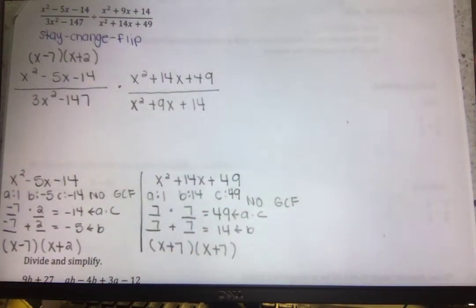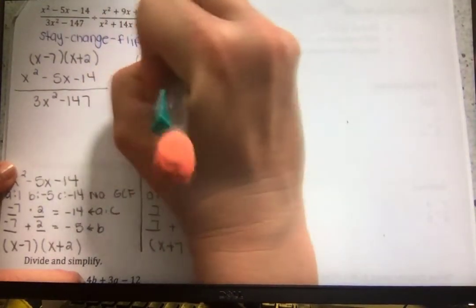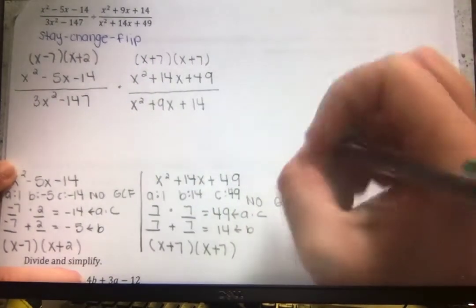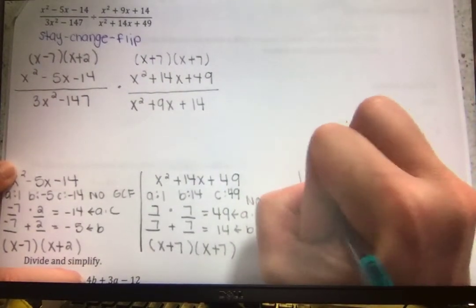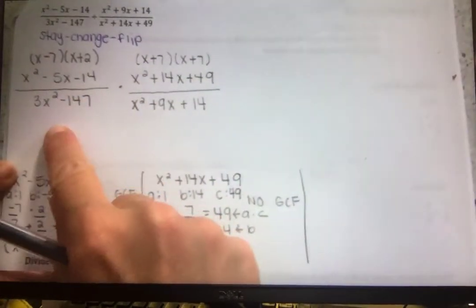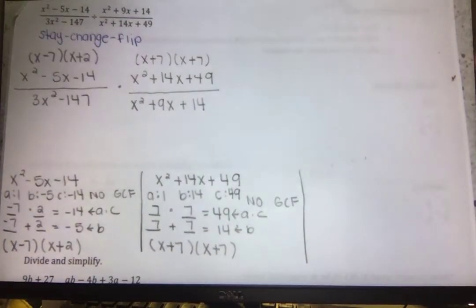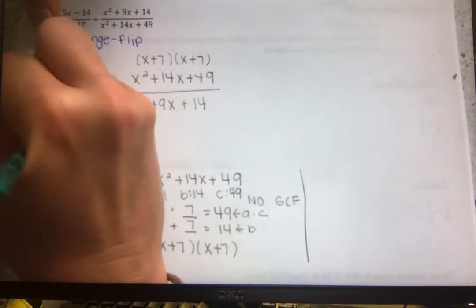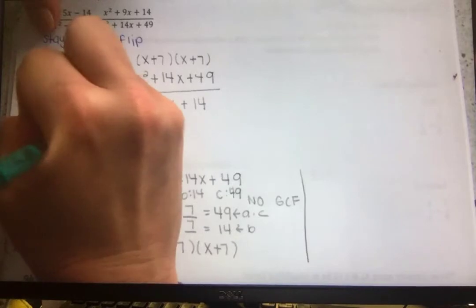Last one. X squared plus 9x plus 14. No GCF. Our A value is 1, B is 9, C is 14. So two numbers that multiply together to give me A times C, which is 14, and the same two numbers add together to give me B, which is 9. So 2 times 7 is 14. 2 plus 7 is 9. Because A is 1, I can go straight to my factors of x plus 2 times x plus 7.